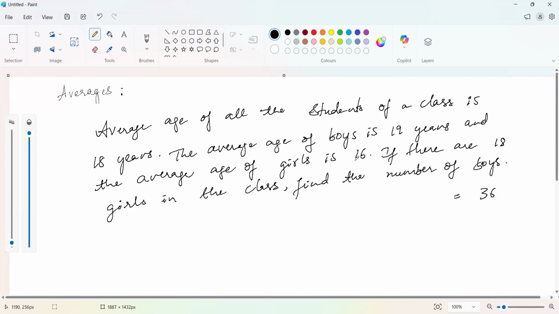Okay, so if you add these two, that is 16 into 18 plus 19 into the unknown value, A. It should give you the average as 18. So if you write that equation, you'll be getting the value 36. You write that equation. So if you get the number of boys as 36, the equation will be correct. It will balance out.